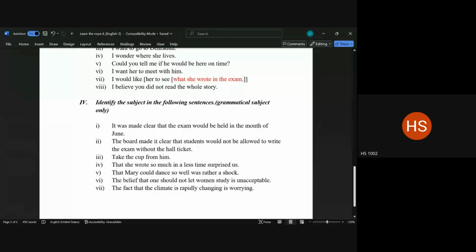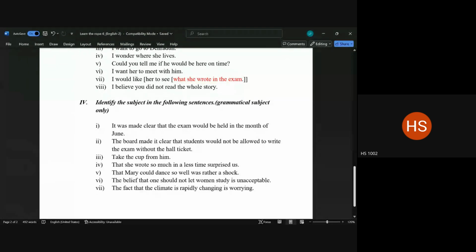Now, fourth one: that she wrote so much in a less time surprised us. Now this is a that clause, which is a part of the subject. So the that clause itself is the subject here. Your main verb here is surprise. Us is your object, and the that clause, that she wrote so much in a less time, becomes the subject of your sentence. So this is the first case where a that clause is used as a subject. The clause itself is the subject of the sentence.